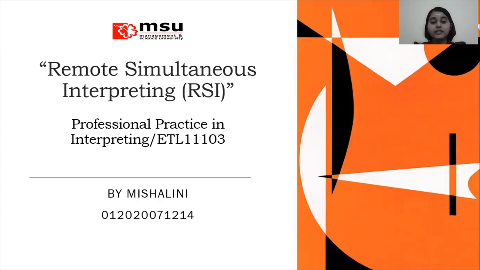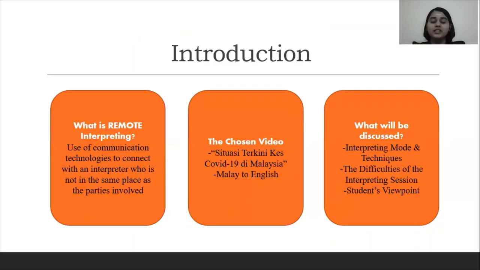Today I'll be presenting about the remote simultaneous interpreting that I did for this project. So let's go to the introduction part. So what is remote interpreting? Remote interpreting refers to the use of communication technologies to connect with an interpreter who is not in the same place as the parties involved.